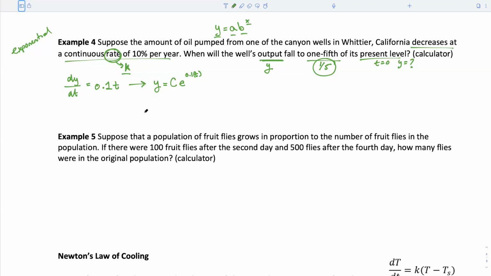Because we just need to find C, right? We just need to find C. So if the output is going to be 1/5, I could use just the idea of dividing something by 5, sorry. Dividing some number by 5 and figure out what my function might look like.